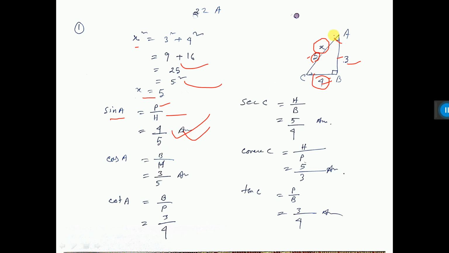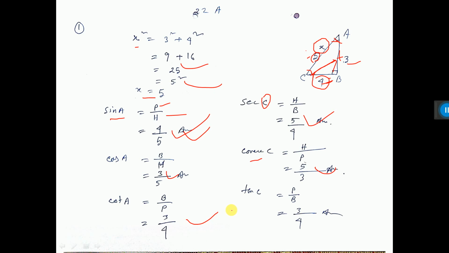Cos equals base by hypotenuse. So cos A, base is the nearest side, 3, so 3 by 5. Cot means base by perpendicular, so base is 3, perpendicular is 4. Here you see sec C means this angle, so the opposite side 3 is perpendicular now. Hypotenuse by base, hypotenuse 5 by 4. Cosec C, cosec formula, hypotenuse by perpendicular: hypotenuse 5, and perpendicular, since the angle is C, the opposite side 3 is perpendicular, so 5 by 3.